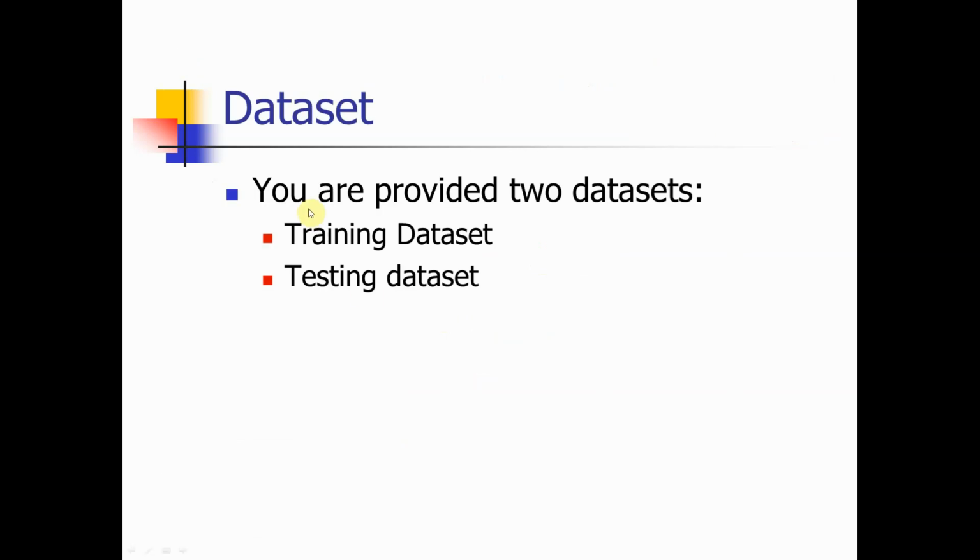So you will be provided 2 data sets. One is what we call a training data set. The other one is called a testing data set. And of course, the classification algorithm that you're going to build will need to train on the training data set and then make predictions on the testing data set. Later in the slides, we will take a look at the data itself.